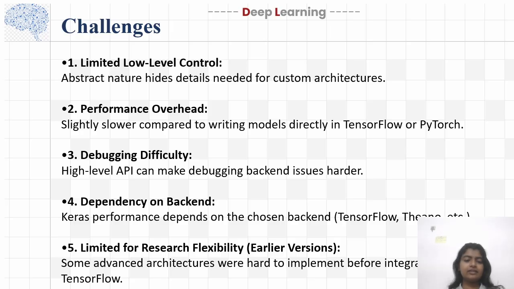Now we see the challenges on screen: limited low-level control, performance overhead, debugging difficulty, dependency on backend, and limited research flexibility. In this, some advanced architectures were hard to implement before being integrated with TensorFlow. In dependency on backend, Keras performance depends on a chosen backend like TensorFlow. In debugging difficulty, a high-level API can make debugging backend issues harder. In performance overhead, it can be slower. In limited low-level control, the abstract nature hides details needed for custom architectures.